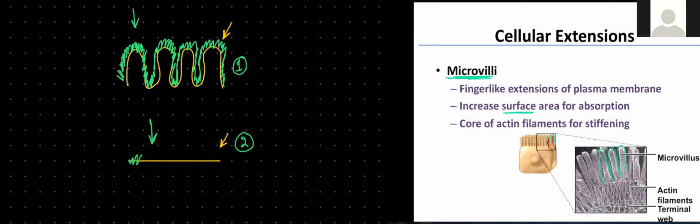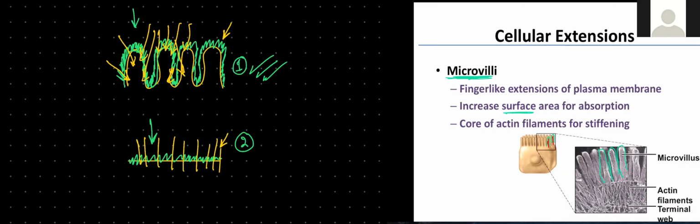Compared to number two, this is what is exposed to the outside. So this one has much greater surface exposure. Number one with the microvilli has a much greater surface exposure, so it has higher capability for absorption. All those sites are available for absorption. Compared to number two, much less absorption can be carried out.